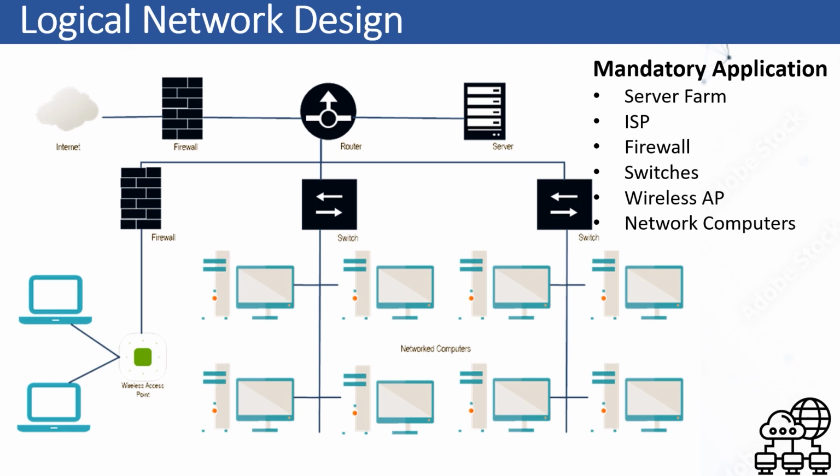Next we have the wireless AP. Wireless access points are also an important component of network designs as they provide wireless connectivity. When designing a network, wireless APs are deployed in different parts of the network to provide wireless coverage to different areas of the organization and to ensure all areas are covered. Network computers, or workstations, are also a very essential component.